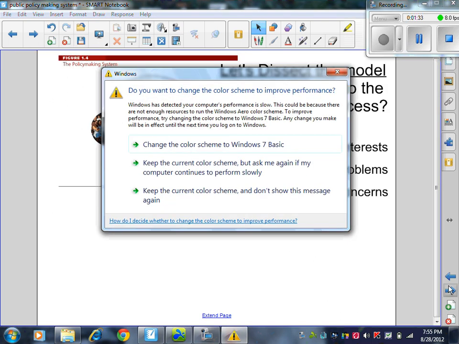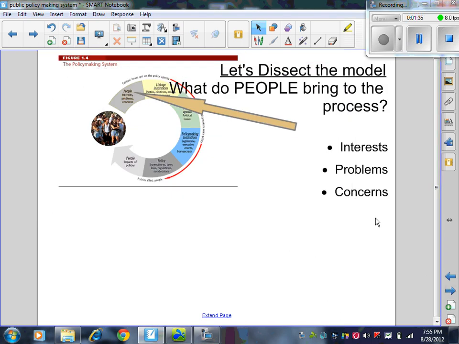So the first step is people. We're dissecting this diagram here. You can actually find this diagram in your textbook when the book is finally issued to you. But you're seeing here that people right here is the very beginning of the process. People have ideas, people have problems, people have concerns, and they are voicing their concerns, and that's how this process of policy making actually starts. It always begins with the people.